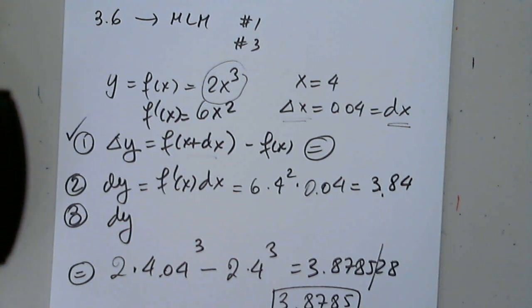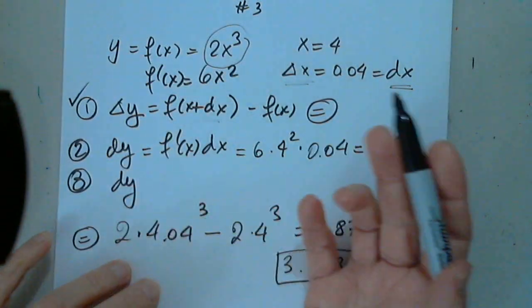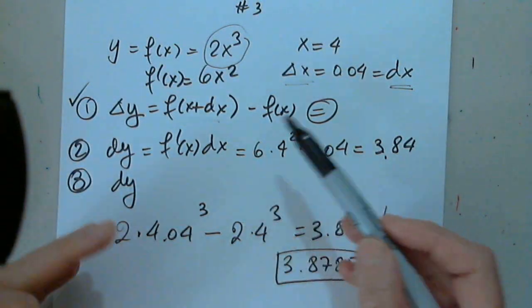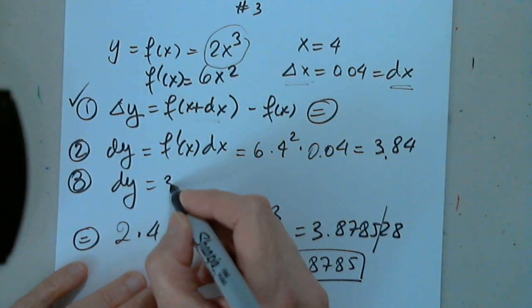Any questions so far? Any questions? No. Is this okay? Yes. Okay, so then they want dy for the given x and delta x values. So dy is the same. What? I don't understand what they want. It's the same thing.